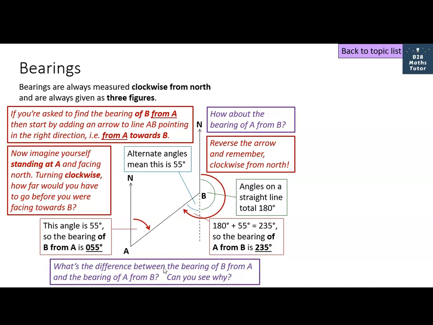So what's the difference between the bearing of B from A and the bearing of A from B? Can you see why? Take a moment to think about it. Yeah, the difference is 180 degrees, and that will always be the case because this angle and this angle are the same, and this straight line is the difference between them. So if your first bearing is less than 180 degrees, you add 180 to find the equivalent bearing going the other way. If your first one is more than 180 degrees, you can't add 180 because then you'd be over 360. So you take away 180.